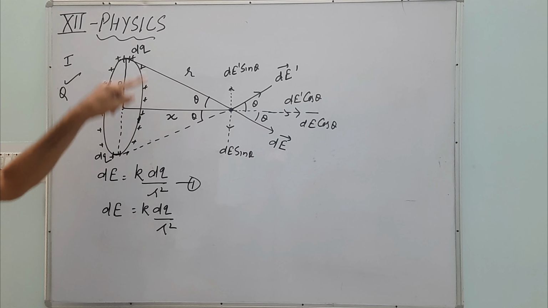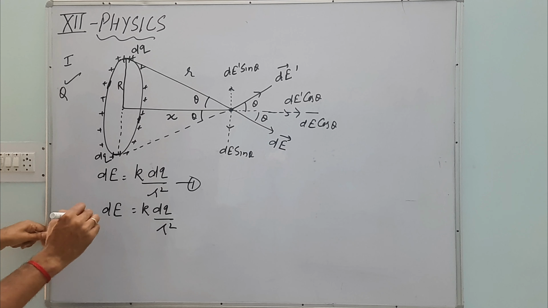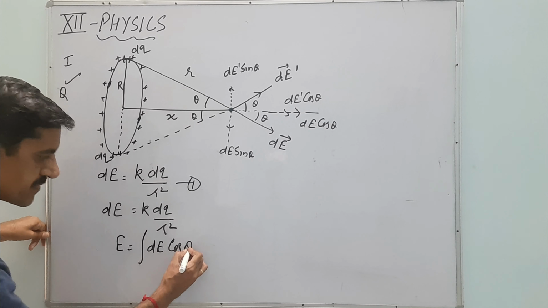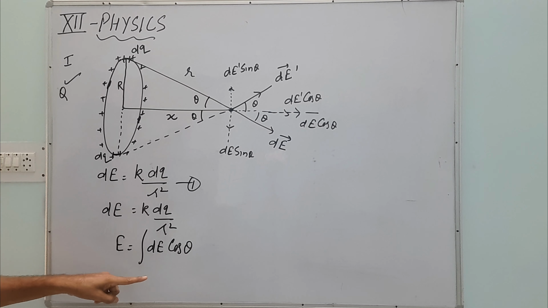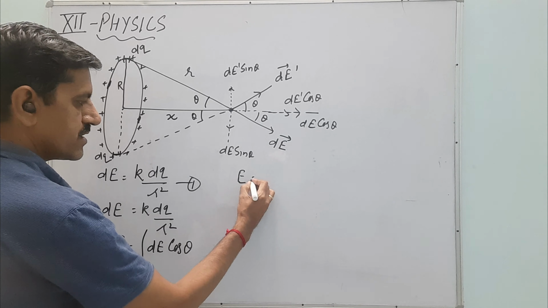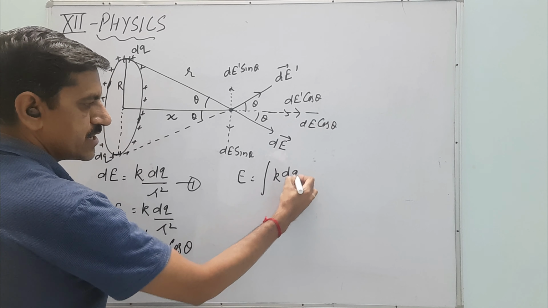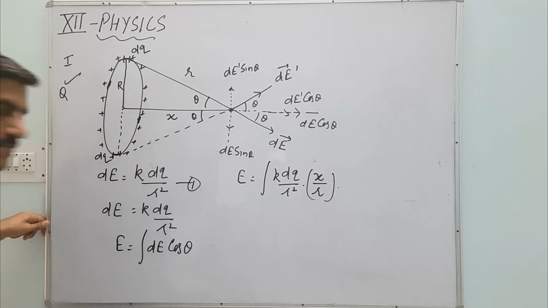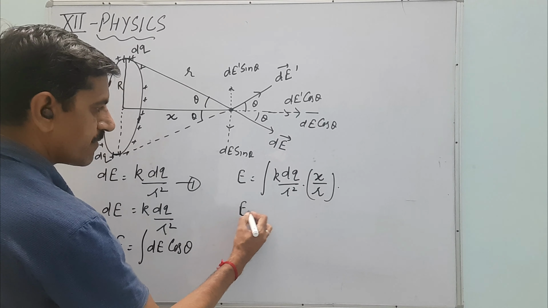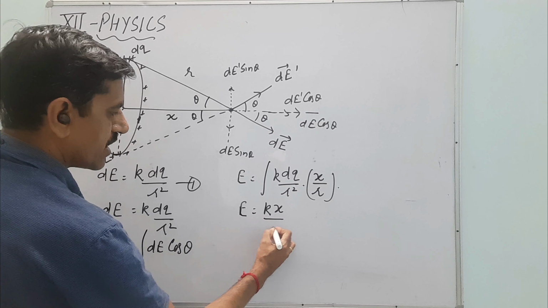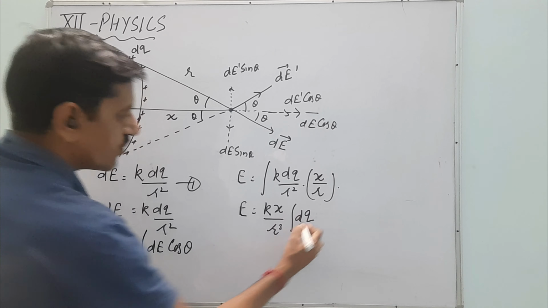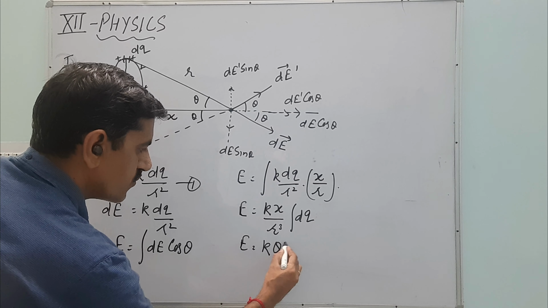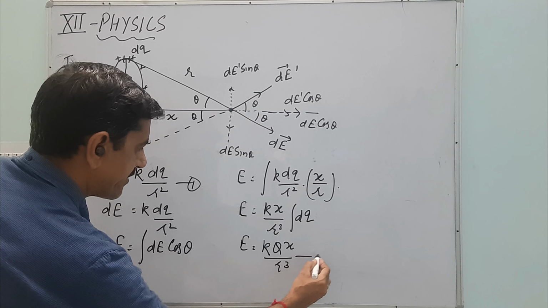So in order to find the net electric field due to the ring, we use integration. So net electric field is the integration of such cos components, right? Integration of dE cos theta. dE value is k dq by r square, and cos theta is x upon r. So the constants would come out of the integration. It is k x upon r cube, and integration of dq would be the total charge. So the result would be k Q x upon r cube.